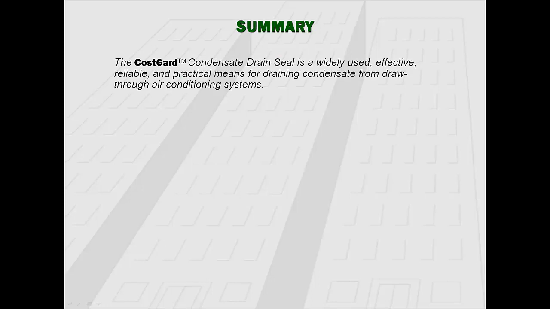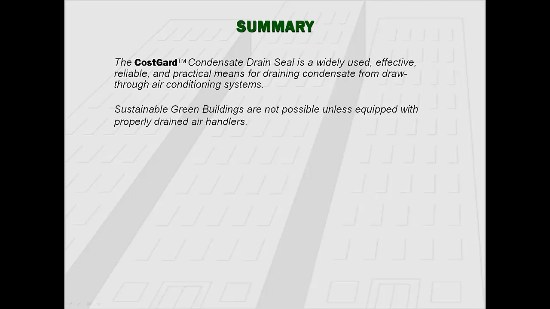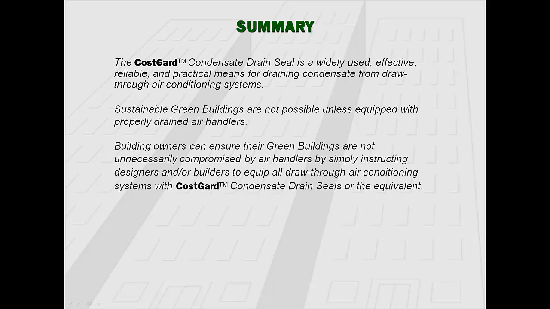In summary, the CostGard condensate drain seal is widely used, effective, reliable, and a practical means for draining condensate from draw-through air conditioning systems. Sustainable green buildings are not possible unless equipped with properly drained air handlers. Building owners can ensure their green buildings are not unnecessarily compromised by air handlers by simply instructing designers and/or builders to equip all draw-through air conditioning systems with CostGard condensate drain seals or the equivalent.